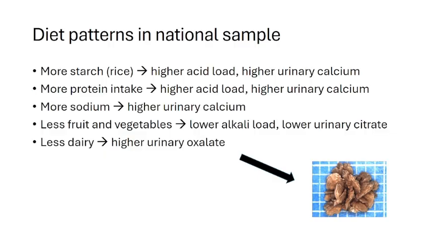It has more acid precursors that can increase your calcium excretion. Protein in the diet can also increase calcium excretion. Sodium also can increase calcium excretion. Less fruits and vegetables will lower the amount of alkali to the body, lowering urine citrate. Less dairy actually is another way of saying less calcium in the diet that can then lead to the gut to absorb more oxalate. This can also lead to high urine oxalate excretion. All of these factors can increase your stone risk.